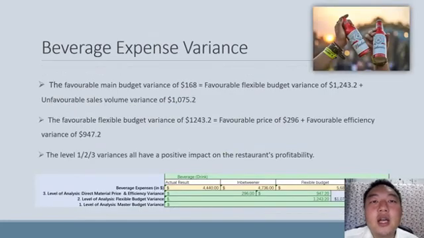We now turn to the beverage component. Beverage costs show a favorable main budget variance of 168, which is made up of a favorable flexible budget variance of 1,243.2 and an unfavorable sales volume variance of 1,065.2. In addition, the flexible budget variance breaks down into a favorable price variance of 296 and a favorable efficiency variance of 947.2. The level 1, 2, 3 variances all have a positive impact on the restaurant's profitability.